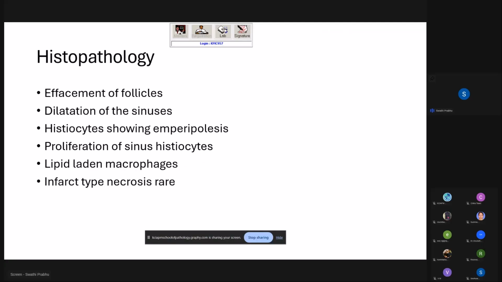Then when you come to histopathology, we see effacement of follicles and characteristic dilatation of sinuses with emperipolesis. And there can be lipid-laden macrophages. Also, there can be some neutrophilic aggregates, and we can also see infarct-type necrosis, which is rare, but we did find it in this case: 4 lymph nodes were sent, out of which 2 were completely necrotic. And there were some neutrophilic aggregates also present in the node and other nodes.